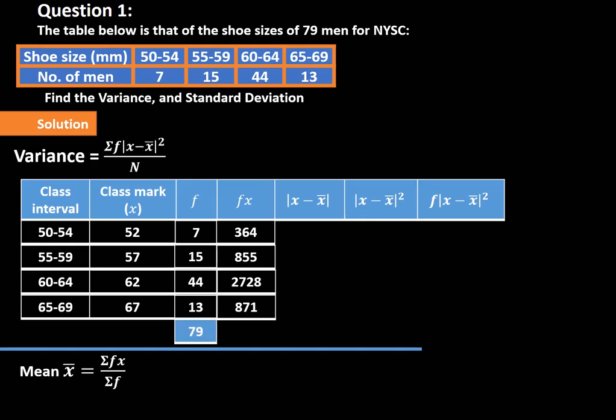So, the f column first, which is 79. If you add all the f's together, all the frequencies, that's 7 plus 15 plus 44 plus 13, that's 79. So for the fx column, that's 364 plus 855 plus 2728 and then plus 871. So you get 4808. Then you divide them together. If you divide them, you're going to get 60.99 millimeter.